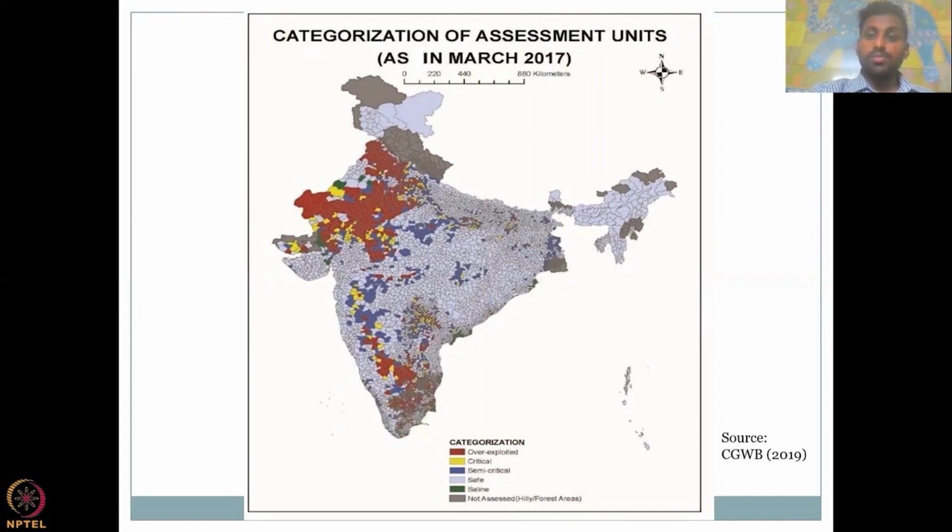Overexploited means you are using more than 100% of your recharge. I hope you remember the 2, 3 lectures. We saw how the international agencies gave maps on how much water they extract and how much water recharges. So you do a ratio. If it is above 100%, it is overexploited. Up to 100% somewhere near is critical. 50-60% would be semi-critical, and safe is below the 50%.